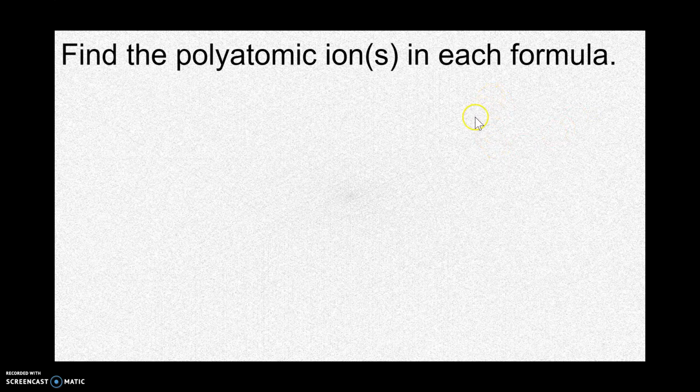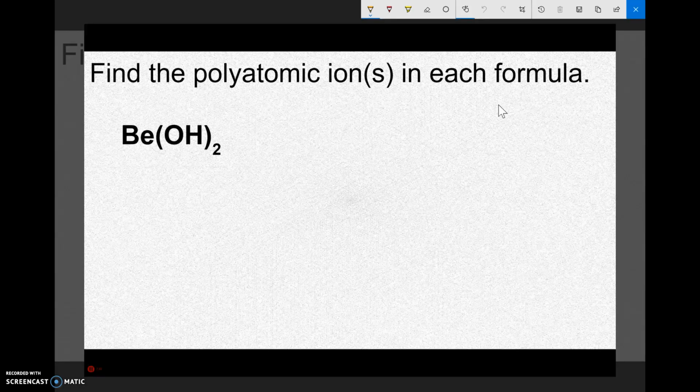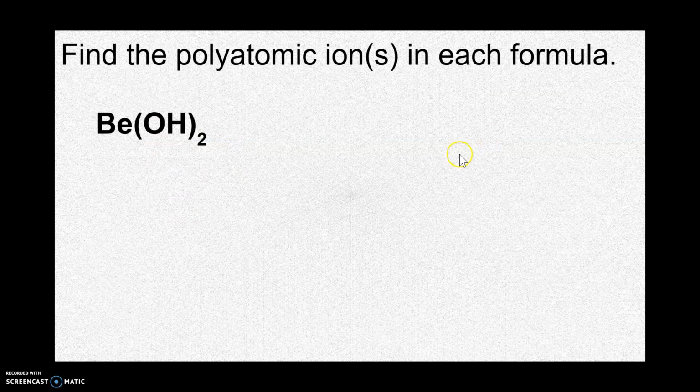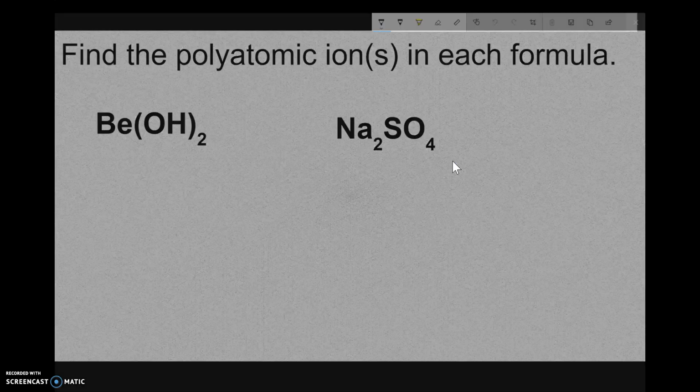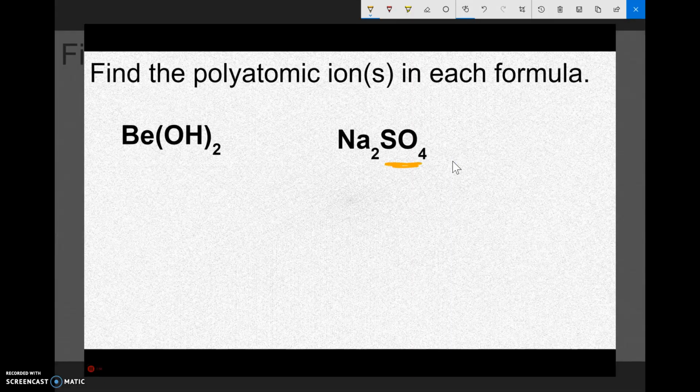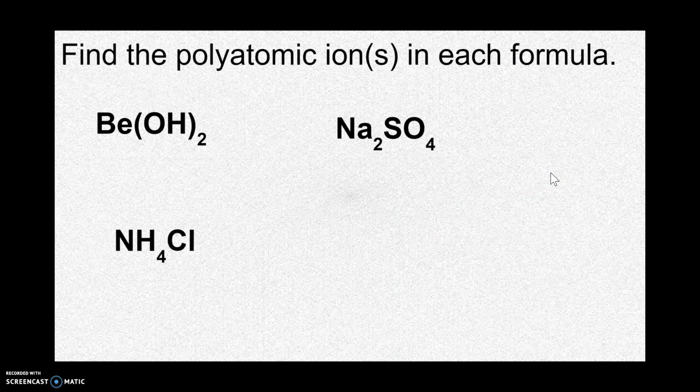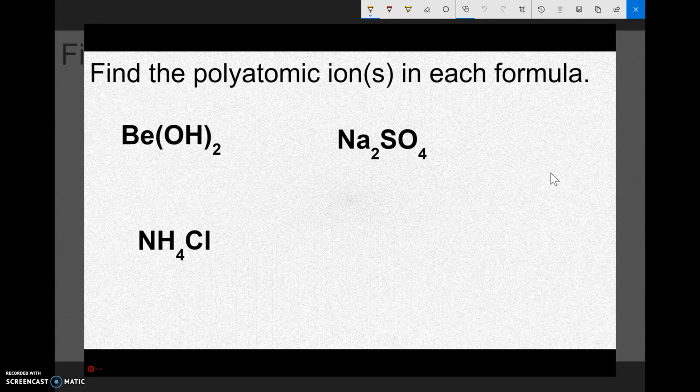All right, so now I want you to find the polyatomic ion in each formula. So again, you might want to pause the video and look for things. So right here, this is your polyatomic ion. It's the OH with a negative charge. In the formula, it doesn't have a charge because it's bonding with the beryllium to make things neutral. This one right here is SO4. The 2 negative charge, that's sulfate. So again, I'm just wanting you to be able to recognize these.